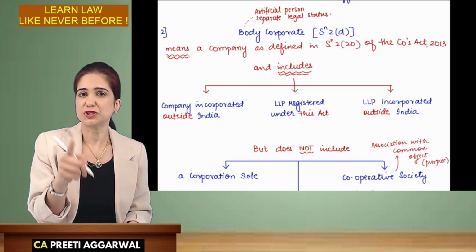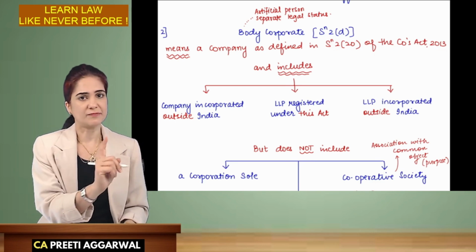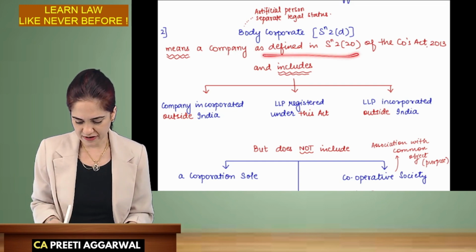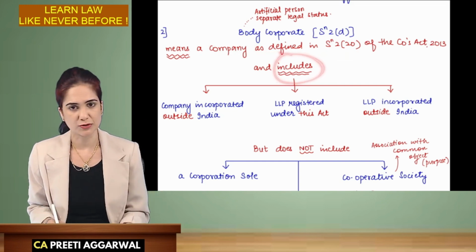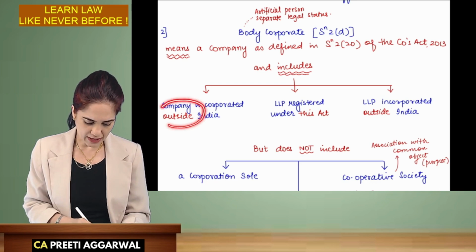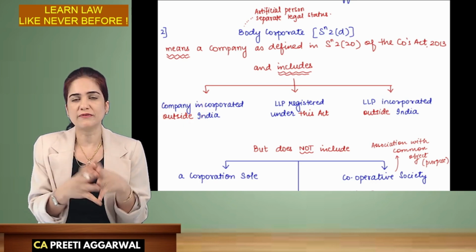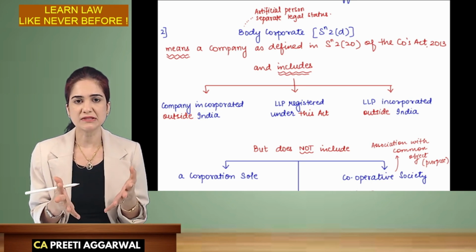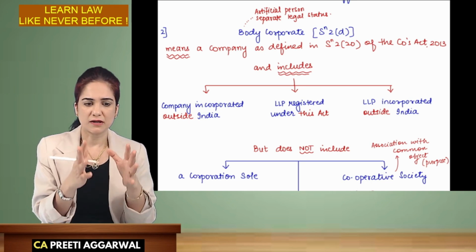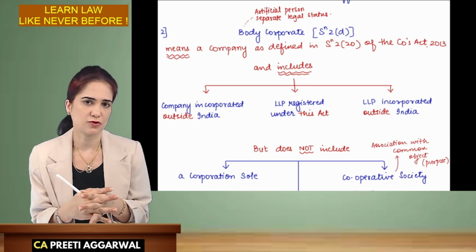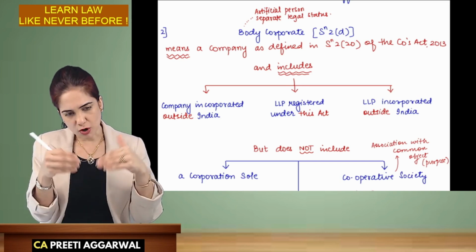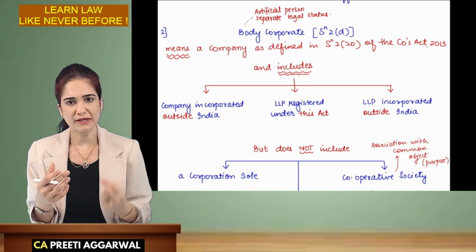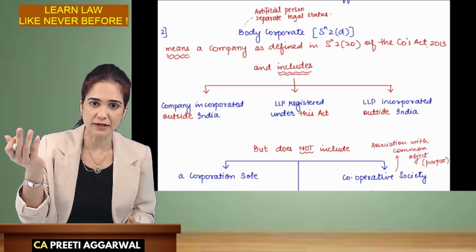Now, this definition of body corporate is relevant for LLP. So, how does LLP define it? It means a company defined under Section 2, Clause 20, and it includes a company incorporated outside India, because body corporate is always a very wide term as compared to company. Company means a company incorporated in India, whereas body corporate not only includes the companies incorporated in India, but it also includes companies incorporated outside India.